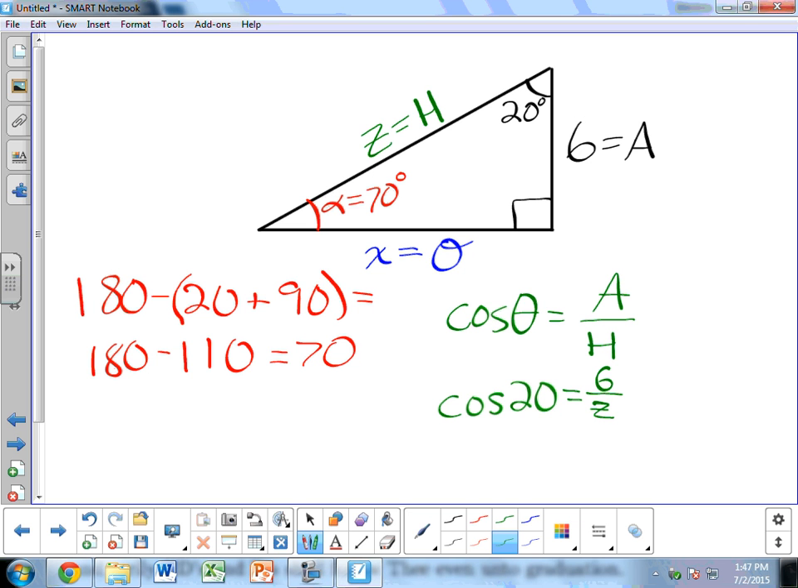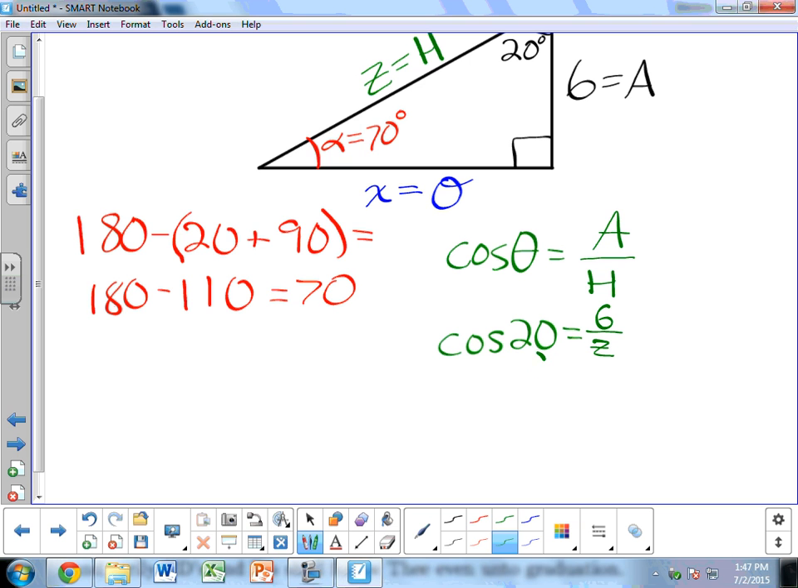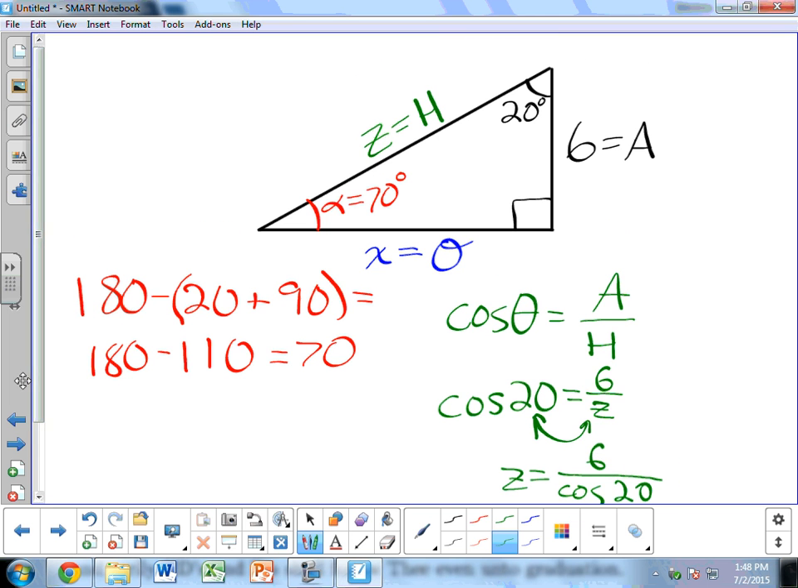And remember, when the variable is in the denominator, all you have to do is switch places. So z is going to equal 6 divided by the cosine of 20. You have to trust a calculator and type in 6 divided by the cosine of 20, and you will get z equaling 6.3851. All right, so that's the hypotenuse, and we are two-thirds of the way done.